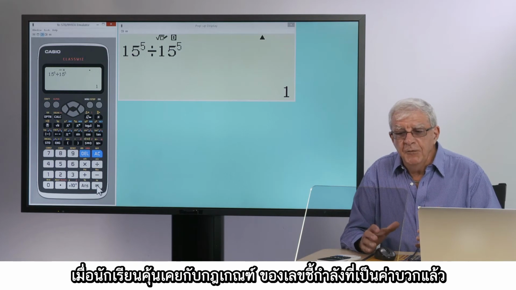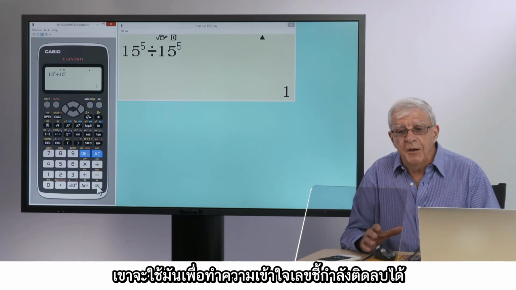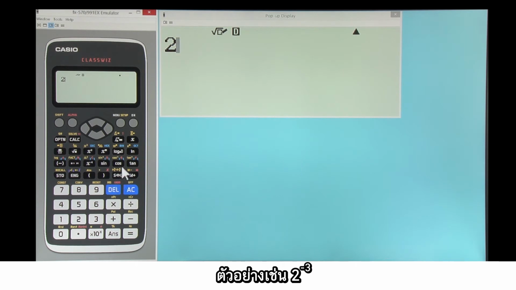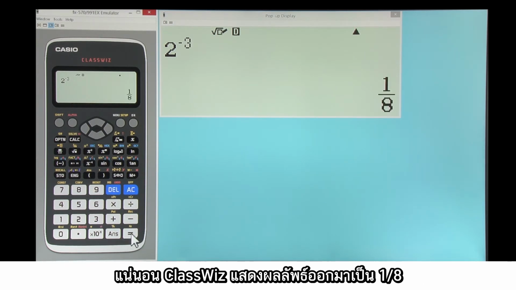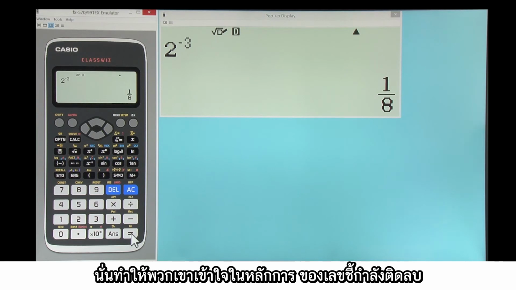When students are comfortable with the addition law of indices, they can use it to think about negative indices, which are otherwise very hard to understand. So for instance, 2 to the power negative 3. What can it mean to multiply something by itself negative 3 times? Of course, the ClassWiz produces the result 1/8, which students will recognise as 1 divided by 2 to the power 3. So they can get some insight into the meaning of negative indices.